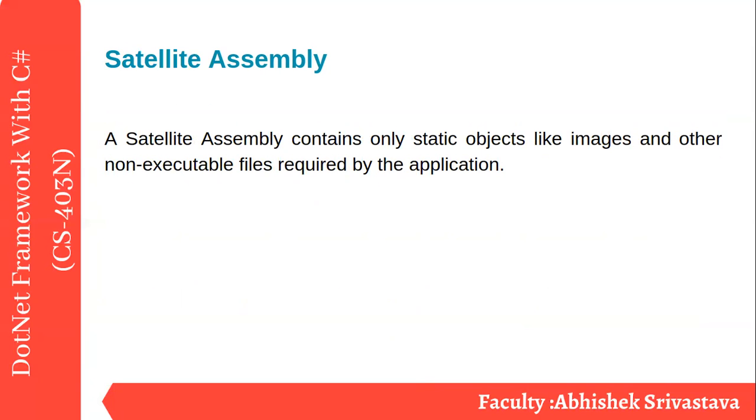So what is a satellite assembly? A satellite assembly contains only static objects, like images and other non-executable files for the application. Just like when you want to associate an image in your form or Windows app. So these contain static objects, not changing objects, like images. That is a satellite assembly.